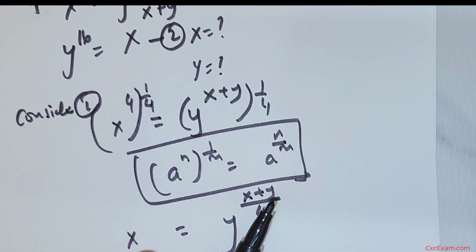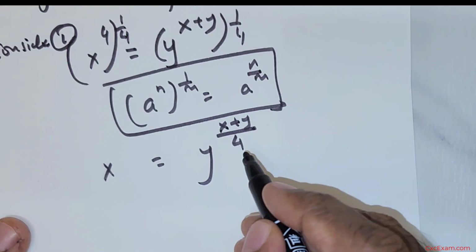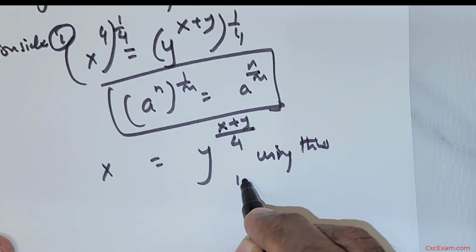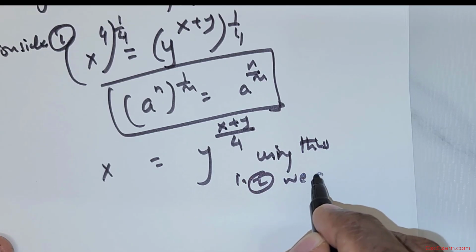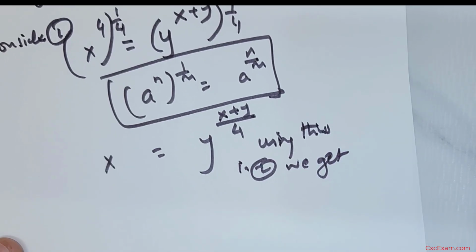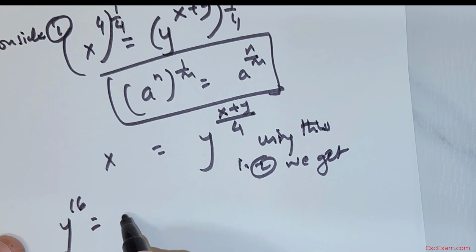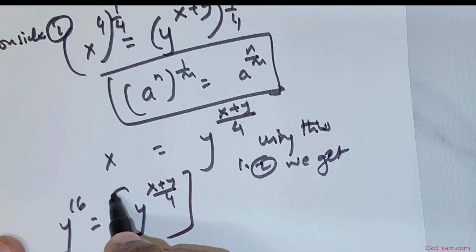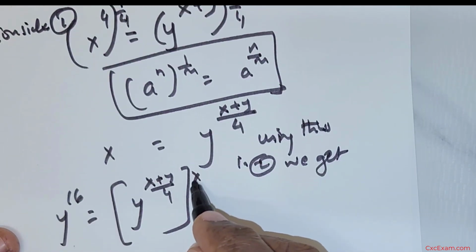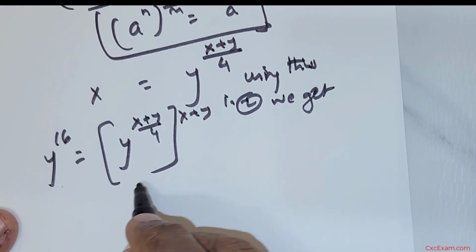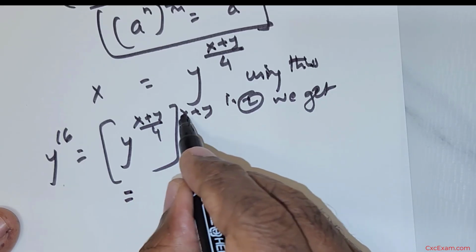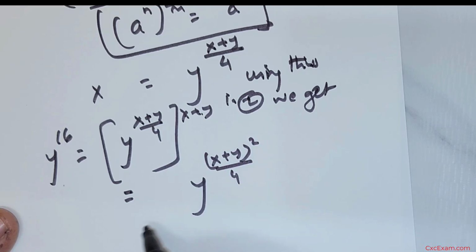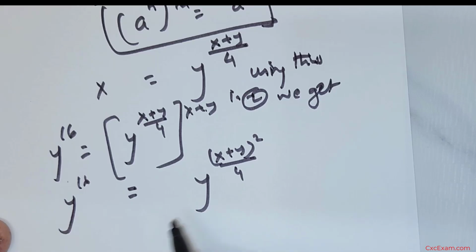Now I'm going to utilize this value of x in 2. So using this in 2, we get, so what do we get? y^16 is equal to (y^((x+y)/4))^(x+y)... raised to the power of 4. This is in turn raised to the power of x+y. And this can be rewritten as y^((x+y)(x+y)/4), that's raised to the power of 2, there's a 4 there. Over here you have y^16.